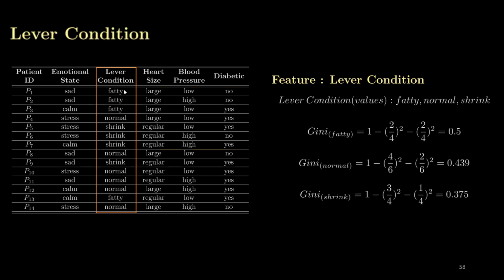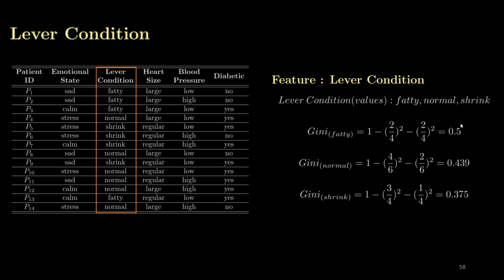Now it's time to start the second feature, which is the liver condition. Liver condition also has 3 values: fatty, normal, and shrink. If we see, fatty appears 4 times, 1, 2, 3, and 4. Out of these 4 times, it appears 2 with the label yes and 2 with the label no. So if we put the values here, square the probabilities and subtract it from 1, we will get 0.5.